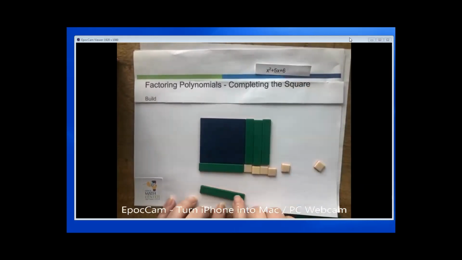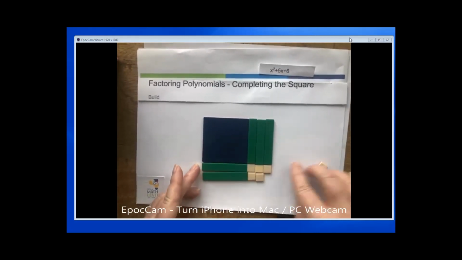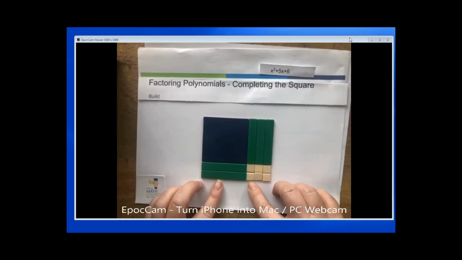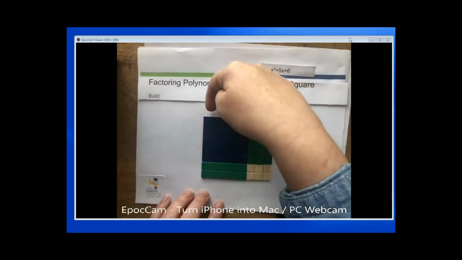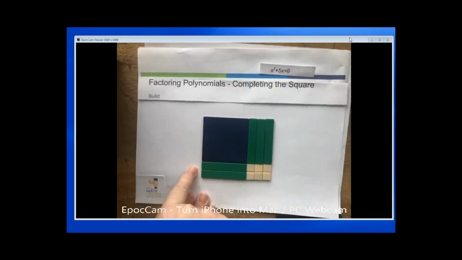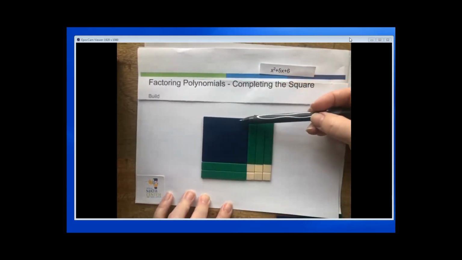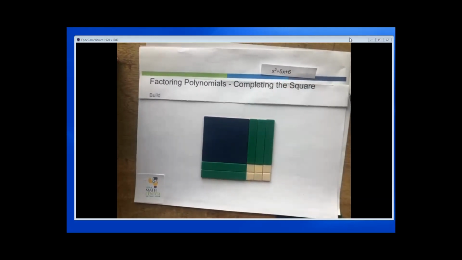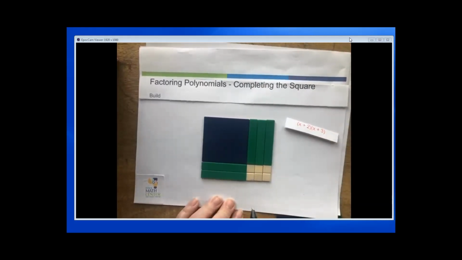You're trying to make a perfect rectangle, right? So that we have an array. I'm going to keep moving. Oh, look at this. There we go. Now, to get my factors, I need to look at the top edge and the side edge here. So my factors become an x at the top edge here. This is the x. And then I have 3 units right there. Okay, so x plus 3 and x plus 2.